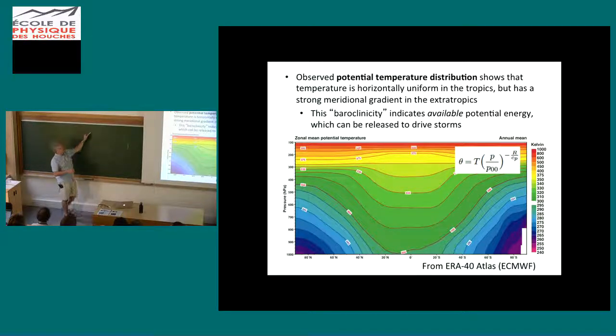Actually, it's an even colder region if you go up to the summer mesopause, and that is not radiative because it's in the summertime. That's another story in itself, which I won't go into.